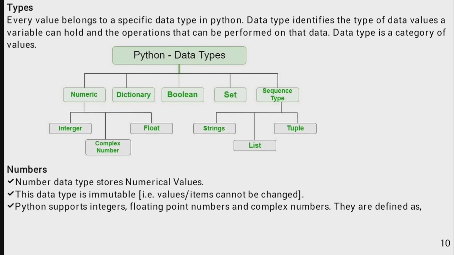First of all, what is meant by numeric data type? The numbers data type stores numeric values. This data type is immutable. So what is meant by immutable? Immutable means the values cannot be changed. Next, Python supports integers, floating point numbers and complex numbers.